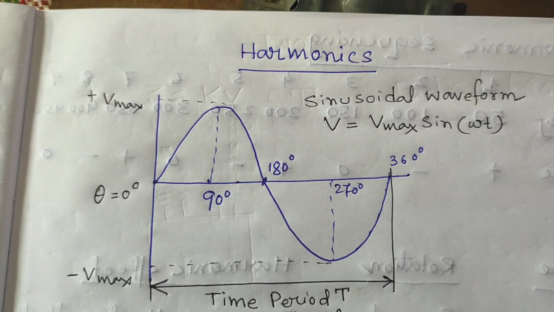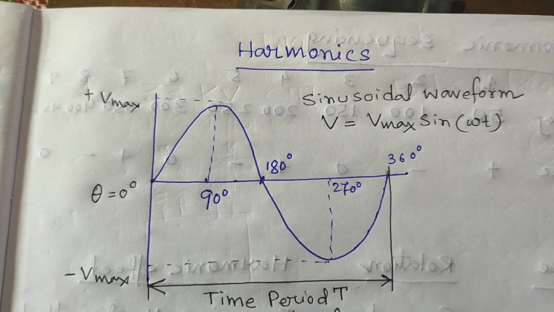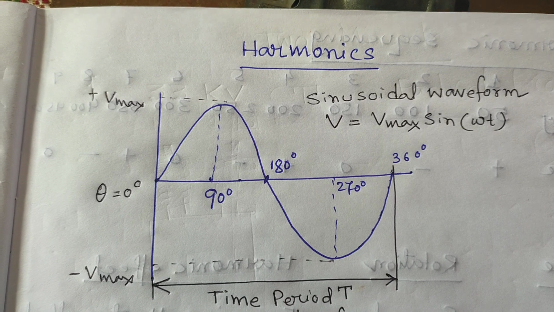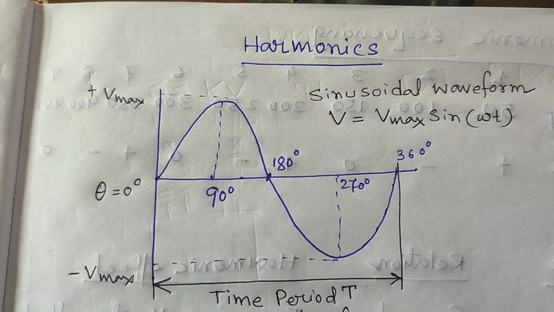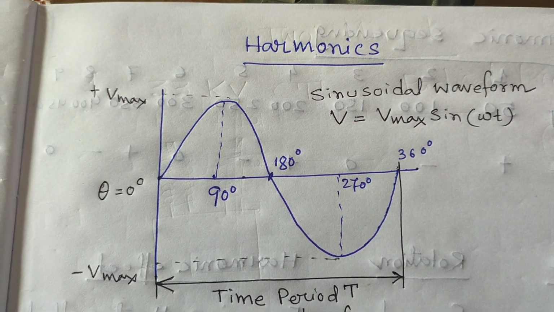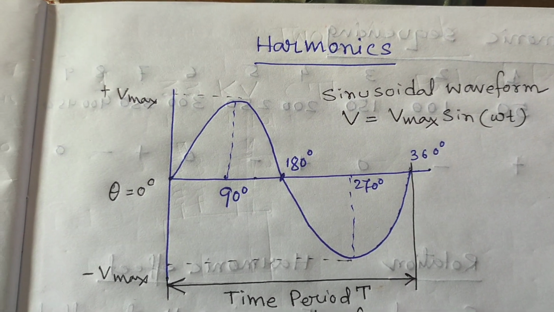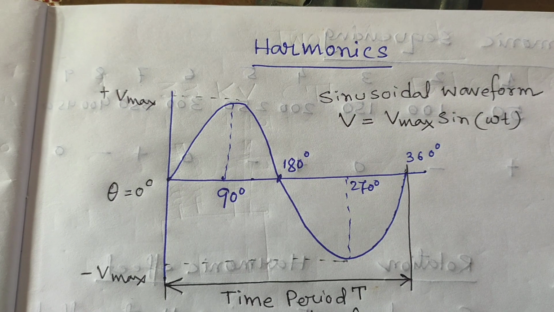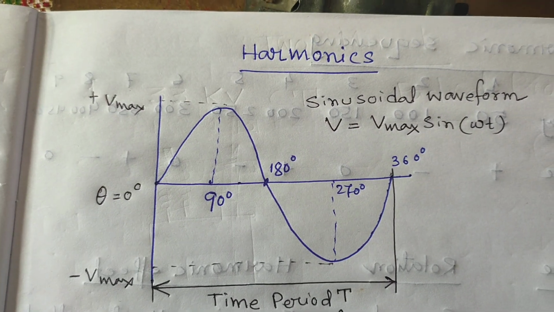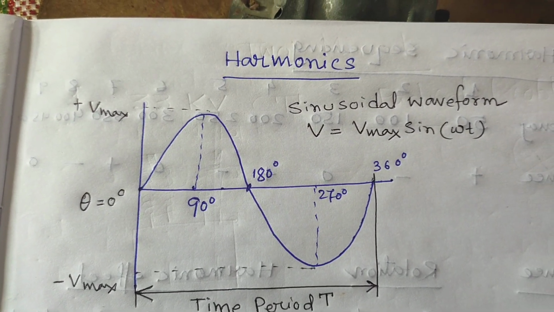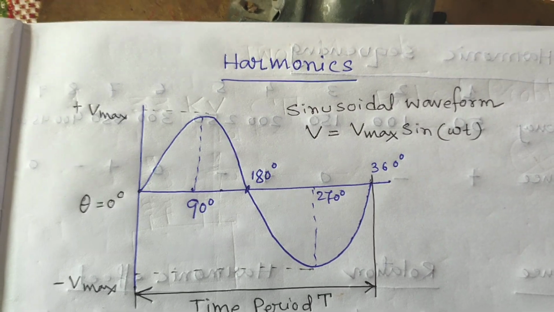So non-sinusoidal complex waveforms are constituted by adding together a series of sine wave frequencies known as harmonics, and harmonics is the generalized term used to describe the distortion of a sinusoidal waveform by waveforms of different frequencies.